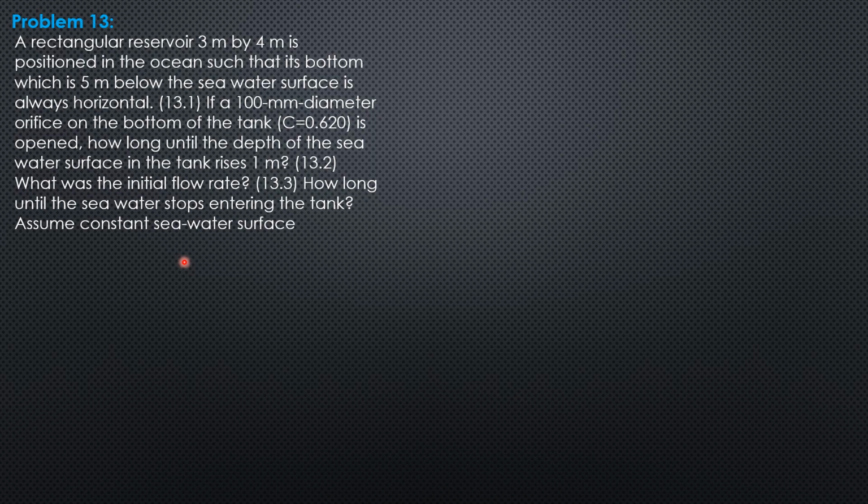What was the initial flow rate and how long until the seawater stops entering the tank? Assume constant seawater surface. So this is the situation. We have here seawater surface. We have here the tank, which is held in position such that the bottom is always horizontal and 5 meters below the seawater surface. Since this is seawater surface, the area is very large, so A is infinite. Then this is the area M, which is 3 by 4 in plan, so 3 times 4 is 12 square meters.